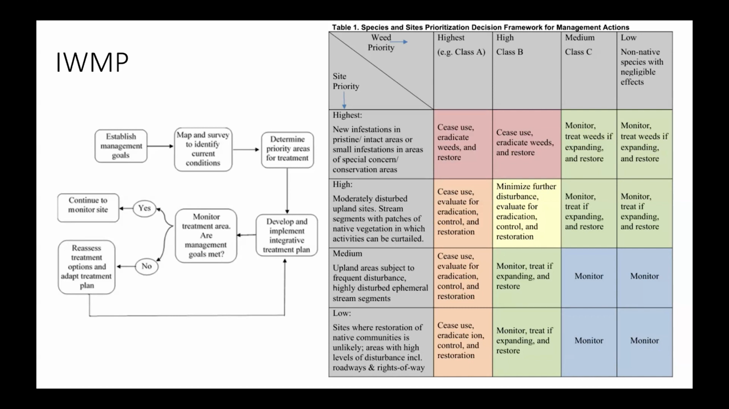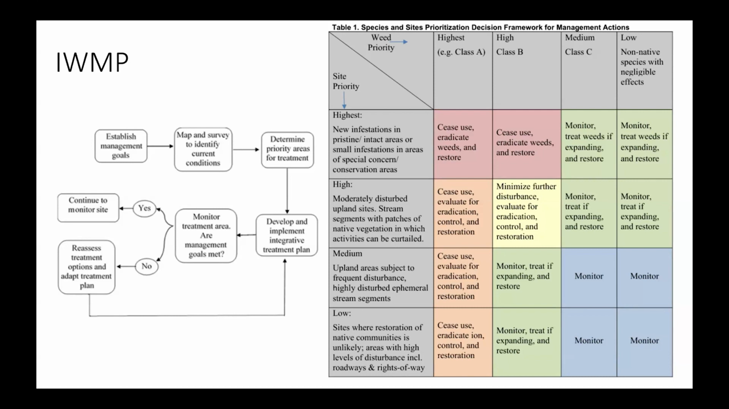We have to start with establishing our management goals. So are we looking for that eradication, or are we just trying to contain it to a specific area? And then we need to map and survey and get an idea of what that population looks like. If we don't have any sort of baseline population estimates of our noxious weeds, we have no way to determine the success of our treatment methods.